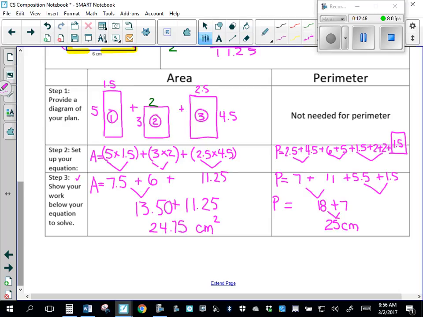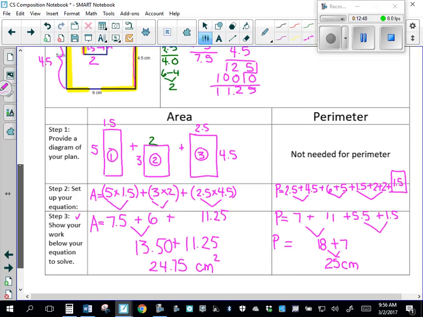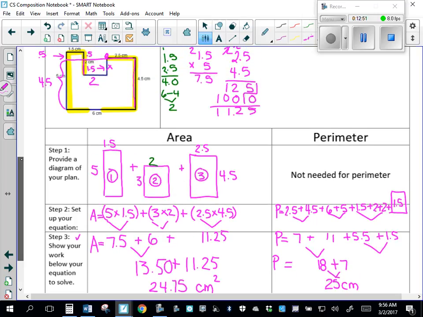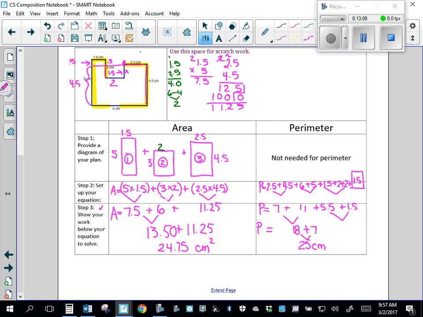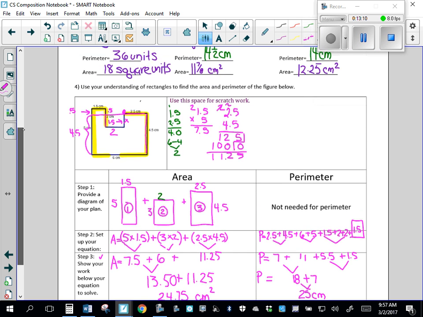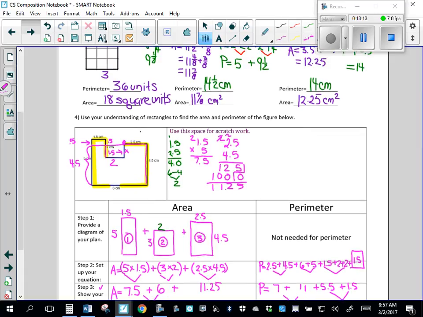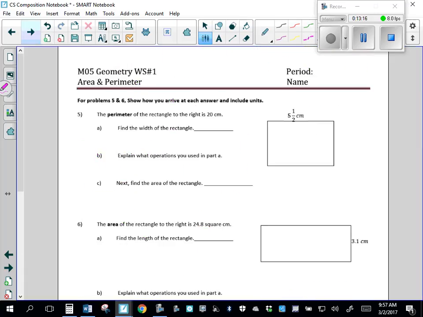And then of course we should double check, maybe with some mental math. So I'll take a minute to pause and double check, and you can do the same. Okay. So I double checked my work and I came up with 25 centimeters. So when we take a step back and look at this, we have gone through problems 1, 2, 3, and 4, and we're going to focus on the next page. So for problems 5 and 6, show how you arrive at each answer and include units. And I'm also going to remind you to put your equations in.